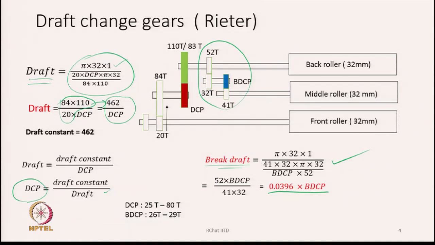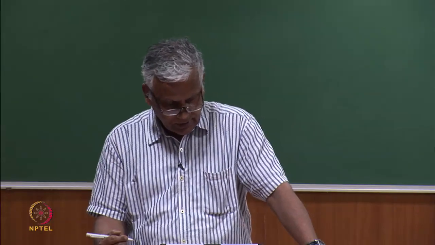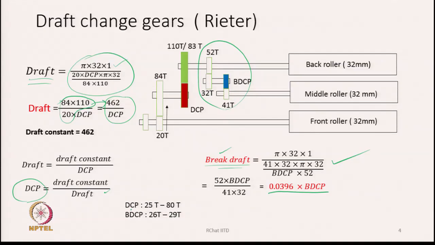So, whatever brake draft we need, I can find it out if I know the BDCP. Or if I want to find out BDCP, then BDCP is going to be the brake draft that is required divided by 0.0396. That will give me the number of teeth that we need in the brake draft change pinion. Typical values are shown here. DCP values vary between 25 to 80 T, whereas BDCP values vary between 26 to 29 T.